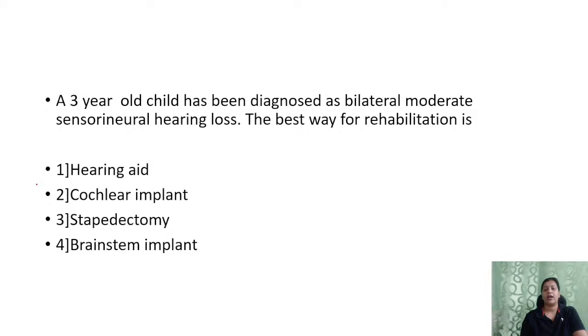A 3-year-old child has been diagnosed with bilateral moderate sensorineural hearing loss. The best way for rehabilitation is hearing aid, cochlear implant, stapedectomy, or brainstem implant. So I'm waiting again for your answers.